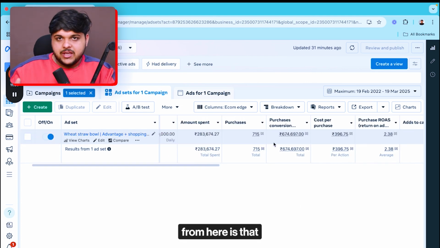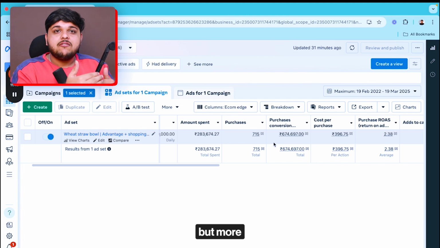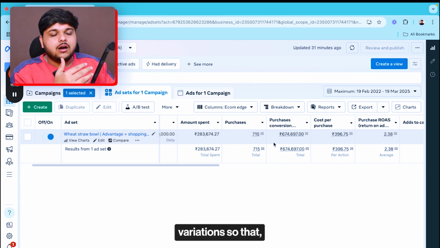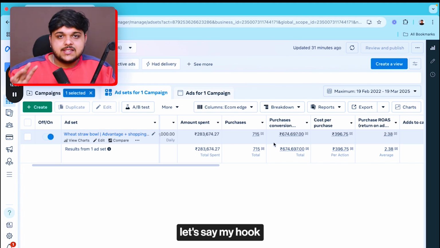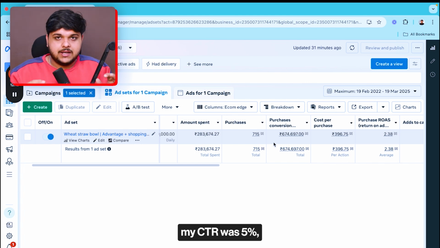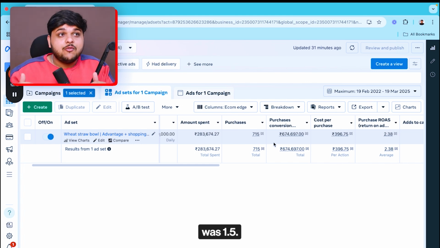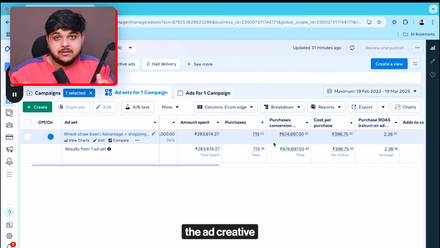So what I can understand from here is that I can launch more ad creatives with more hook variations and more storytelling variations, so that my hook rate or hold rate can improve. But that doesn't mean I will turn off the campaigns if those metrics are not great. On the flip side, let's say my hook rate was 40%, my hold rate was 30%, my CTR was 5%, but my purchase ROAS was 1.5. In that case, I would turn off the ad creative, because it doesn't matter how good your secondary metrics are. Ultimately, you have to make the decisions on the primary metrics itself.